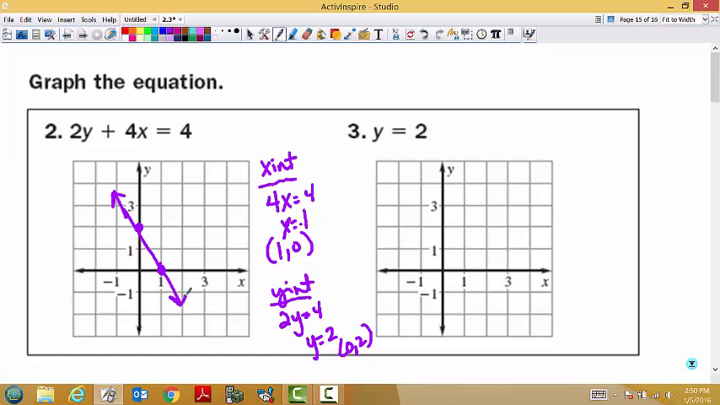y equals 2, that's a horizontal line at 2. And we are done. Yay!